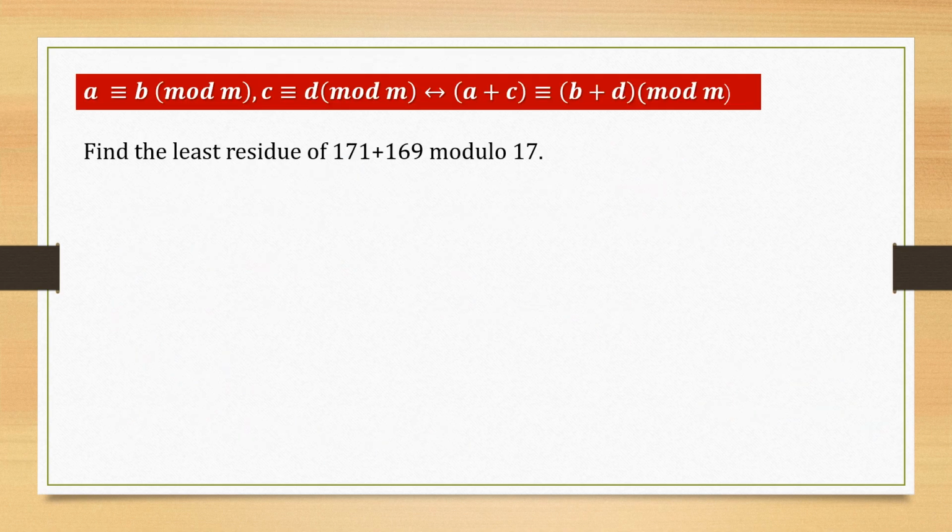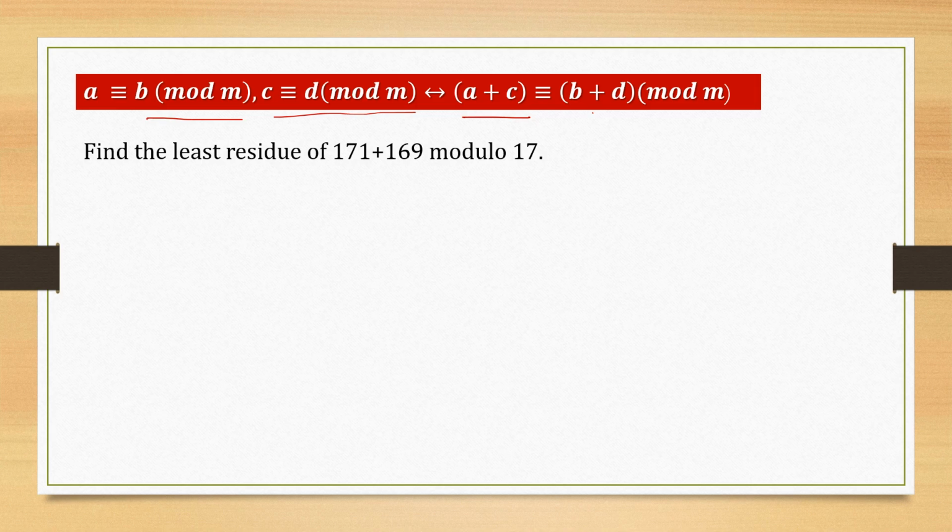Let us take another example and find the least residue of 171 plus 169 modulo 17. So we can keep an eye on this property. If A is congruent to B modulo M, C is congruent to D modulo M, then A plus C is congruent to B plus D modulo M.